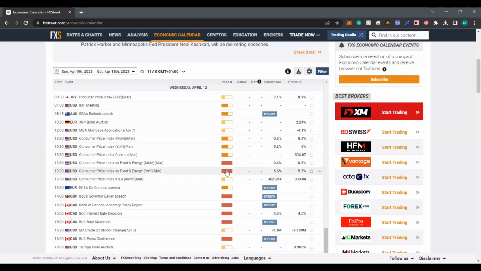Now, what the result will be, of course, will determine that. But the key here is, why is CPI so important? Because it shows how much inflation there is. The consumer price index lets us know the cost of goods and services in terms of inflation.